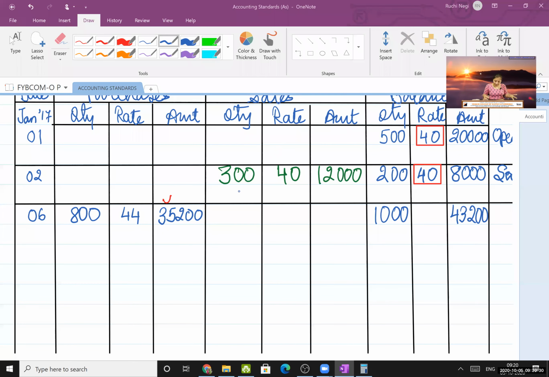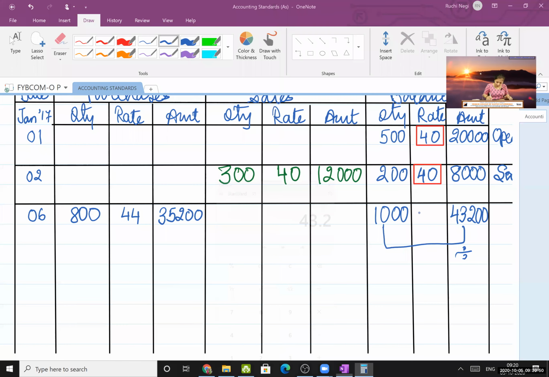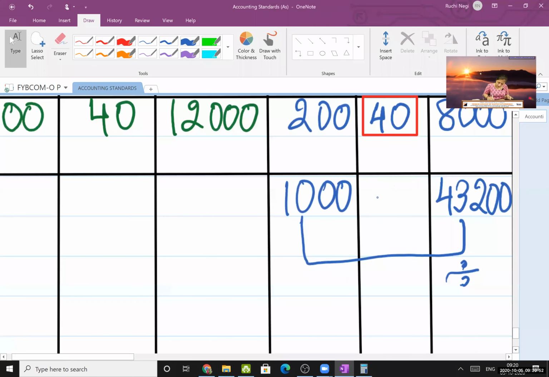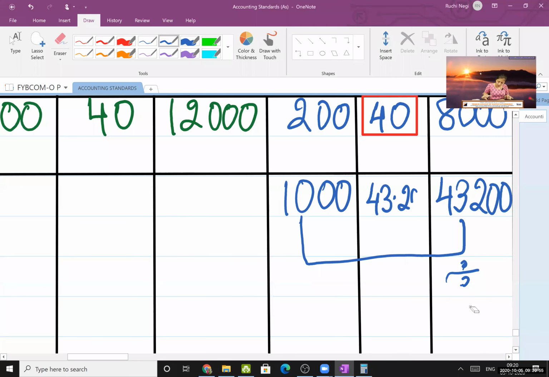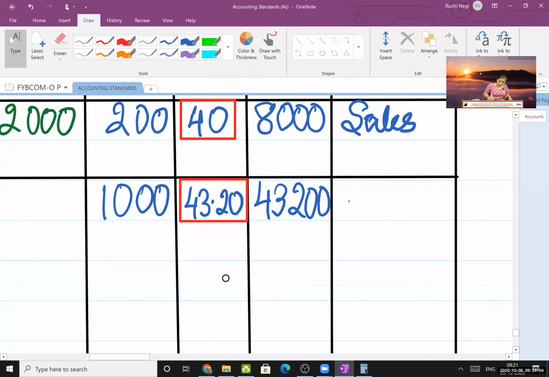When you divide, you will get the weighted average rate. Amount divided by quantity. 43,200 divided by 1000. So the answer is 43.2, that is 43.20. So write down 43.20. This is my weighted average cost. Write down the reason here, purchase.